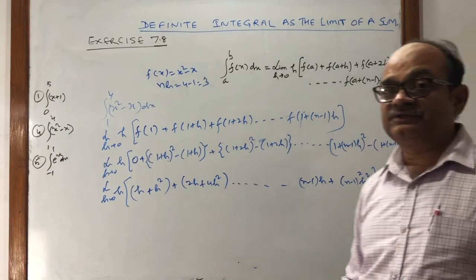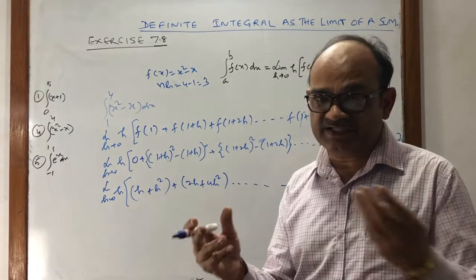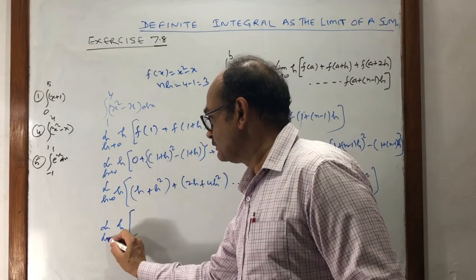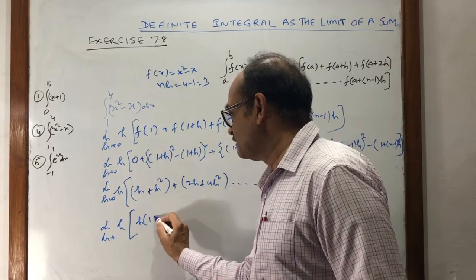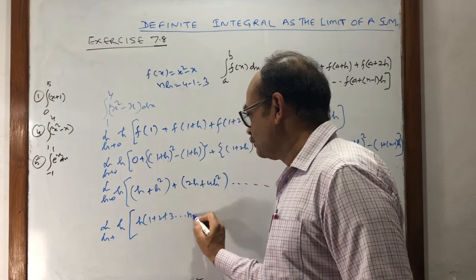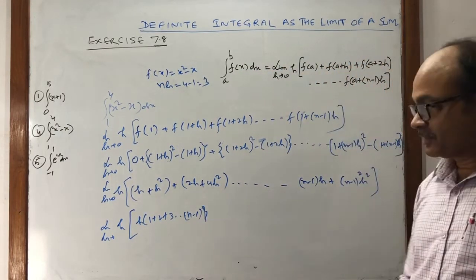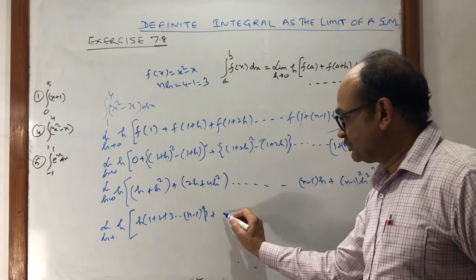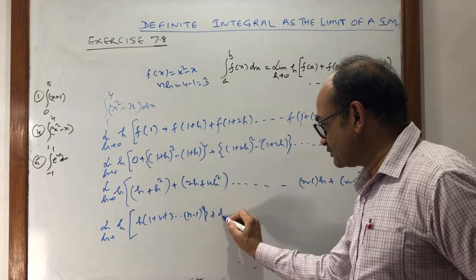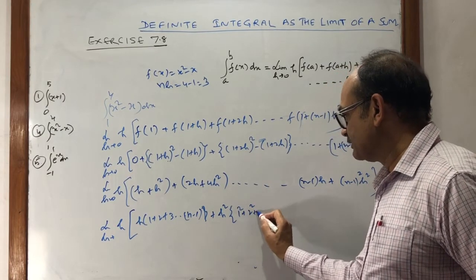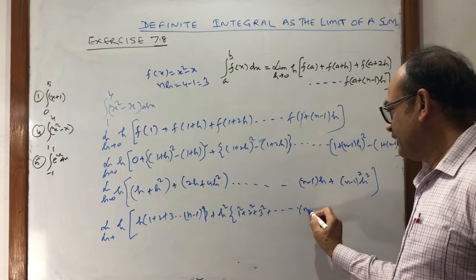Now we have to collect the h related terms first. What will the h terms be? h common, 1 plus 2 plus 3 up to n minus 1. Simple AP. Correct. The second one, h square terms. So here what will we get? 1, 2 square, 3 square, and so on, n minus 1 square.